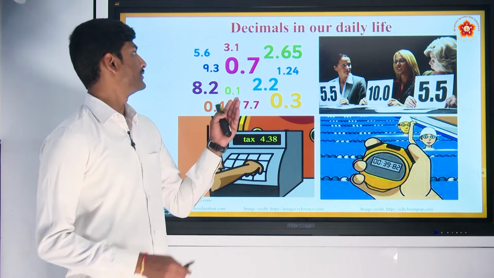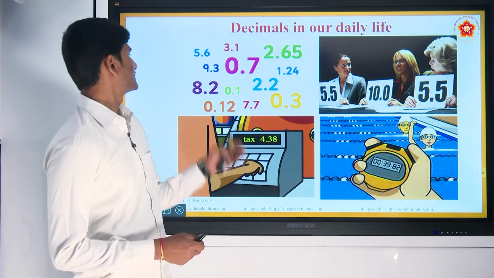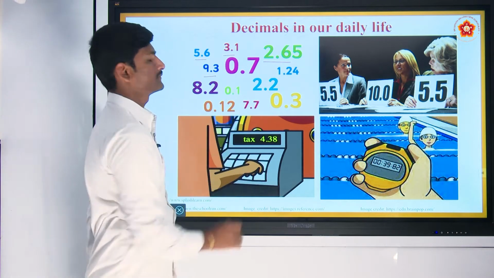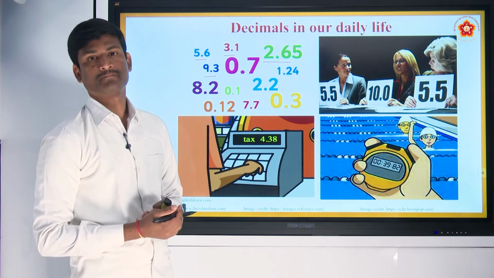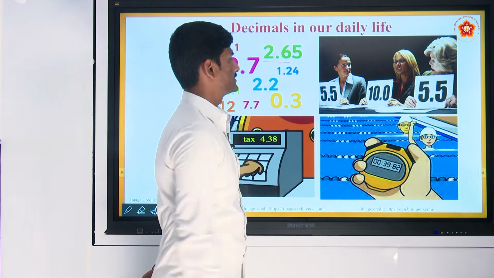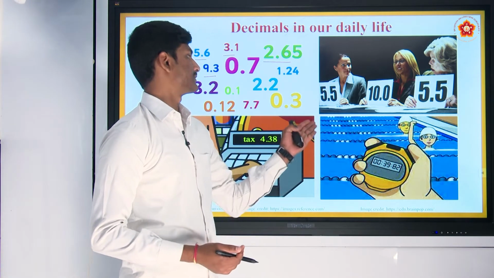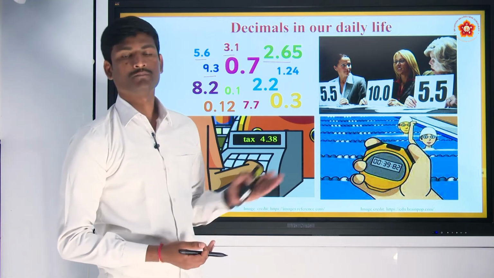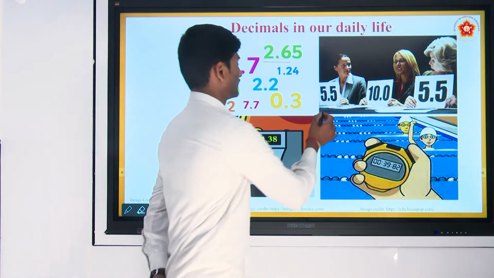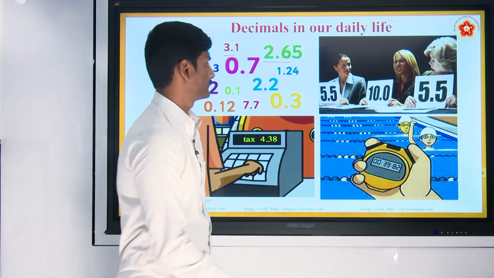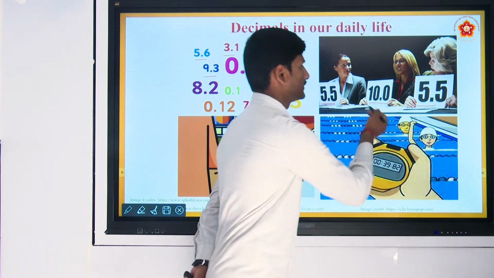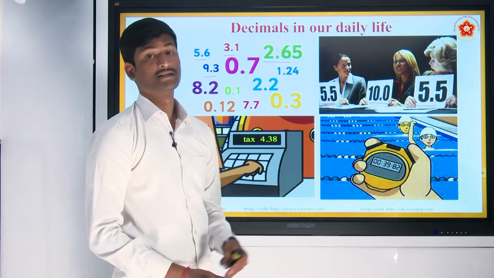In our daily life, where do we use decimals? See 5.6, 3.1, 2.65, 9.3. These numbers are called decimal numbers. Here, one figure is there. See, one singing or dance competition is there. After performing in the competition, the judges give the marks in the form of decimals. Here 5.5 is a decimal number, and 10.0 is also a decimal number, and 5.5. The judges give the marks in the form of decimals.